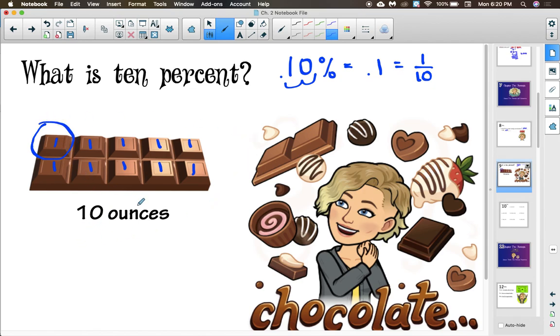So 1/10 of 10 is 1. Another way to do that, like I said in the last slide, to find 10% of any number is to take your decimal and move it one place to the left. So we get the same answer there. 1/10 or 10% is 1 ounce. 10% of 10 is 1 ounce by moving that decimal as well. That's just a shortcut. Also, I love chocolates. This was a great opportunity for me to talk about chocolate.